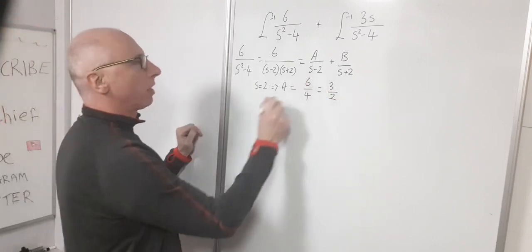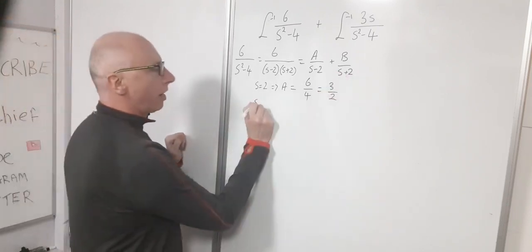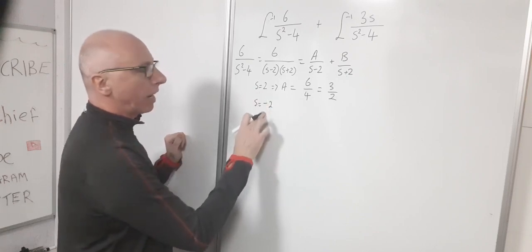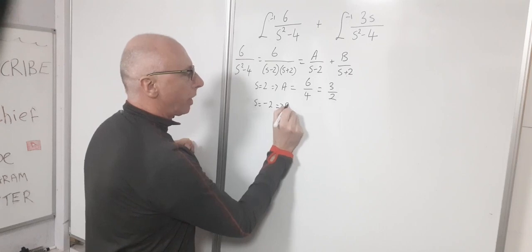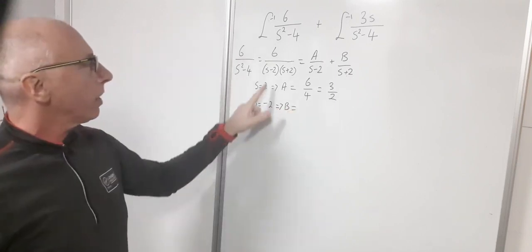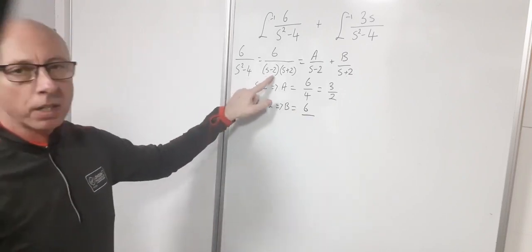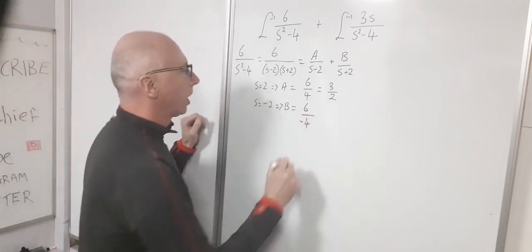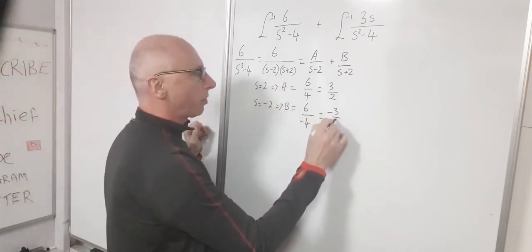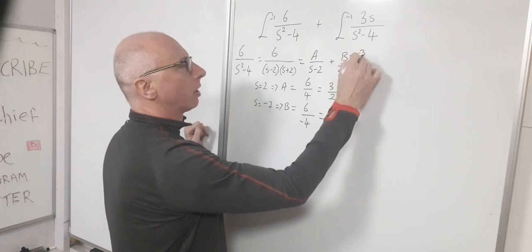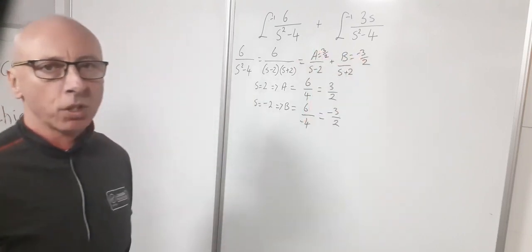Now B. So for B, for the Heaviside cover-up, I want s to be minus 2. And that's valid because we've used different values for our cover-up method. So that's good. So now for B, plug in minus 2 into here. So I still have 6 in the numerator. Minus 2 minus 2 is minus 4. And then that one will have disappeared. So then B equals minus 3 over 2. So that takes care of my partial fractions.